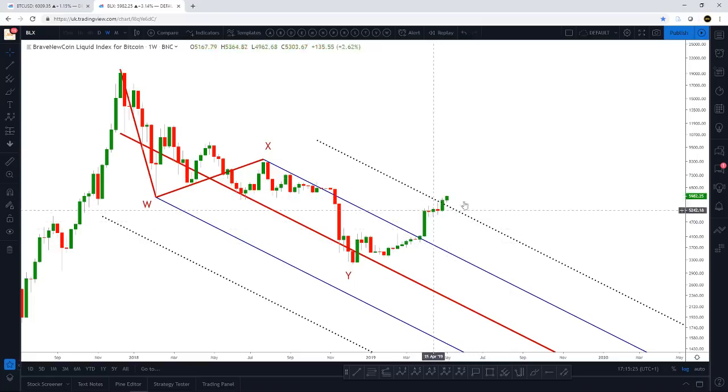The fact that they were all ignored for me is a very concerning sign for the bears and shows that the bulls are gaining traction at this point. And yeah, for that reason, I'm now going to start labeling these waves with numbers rather than letters to signify an impulsive count.